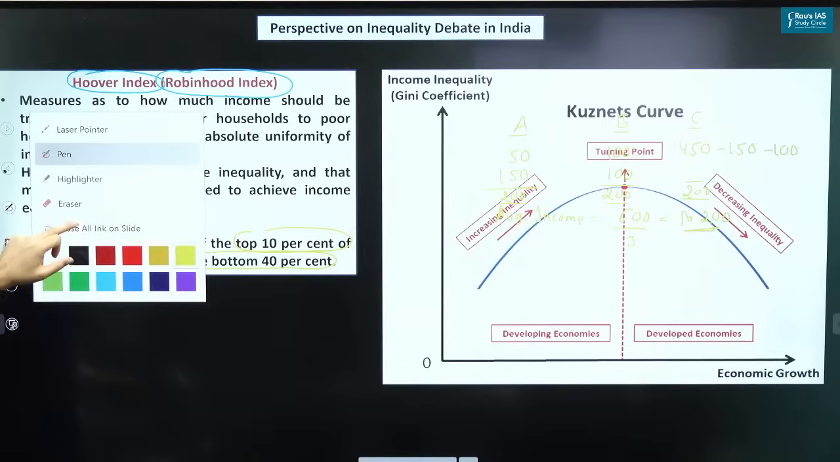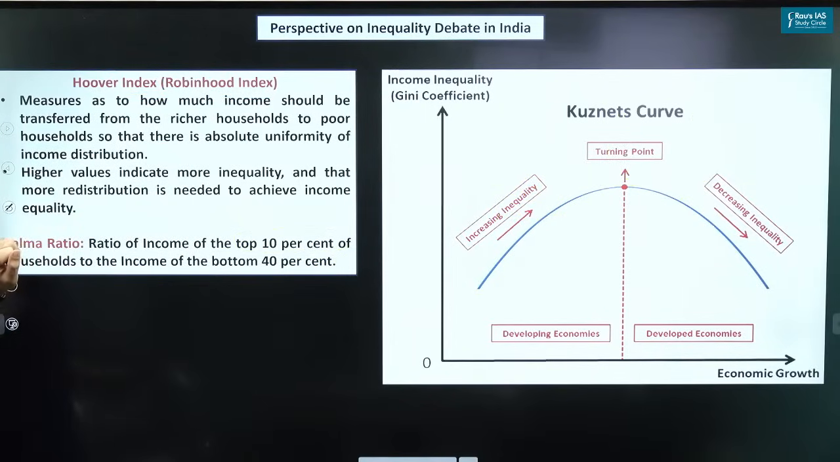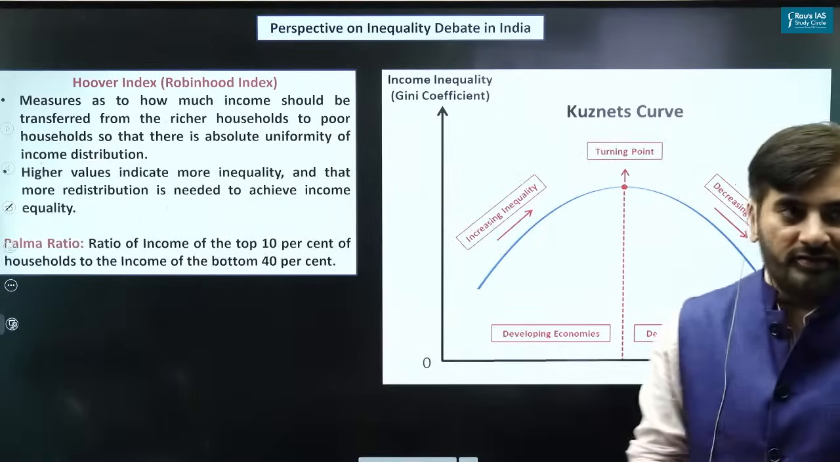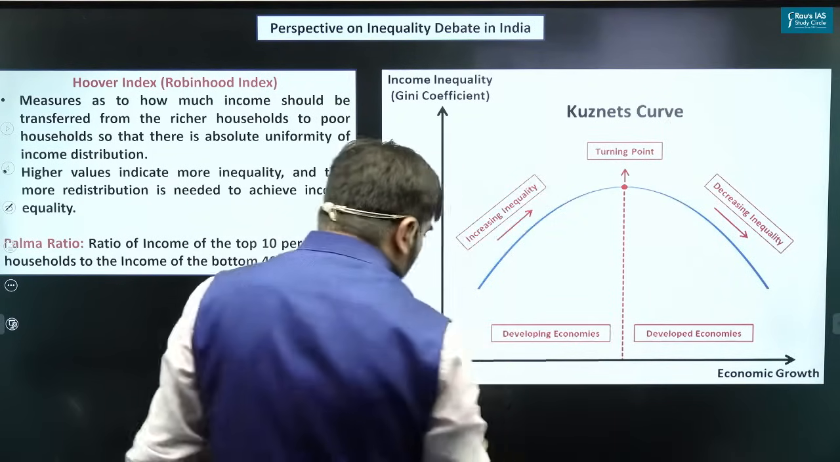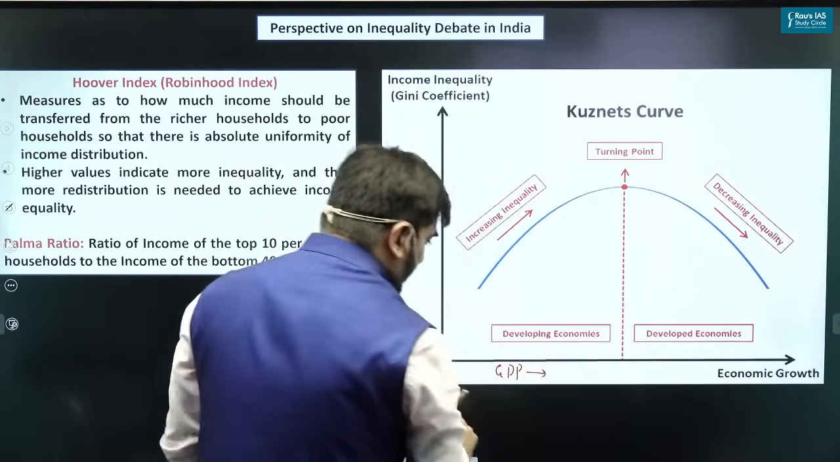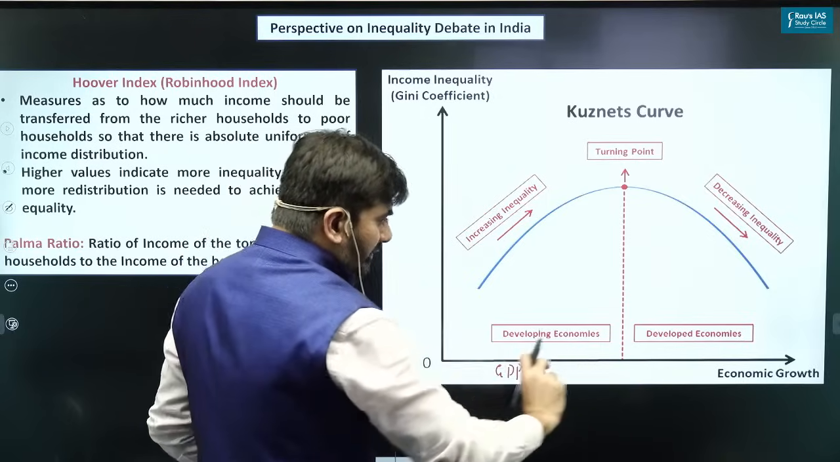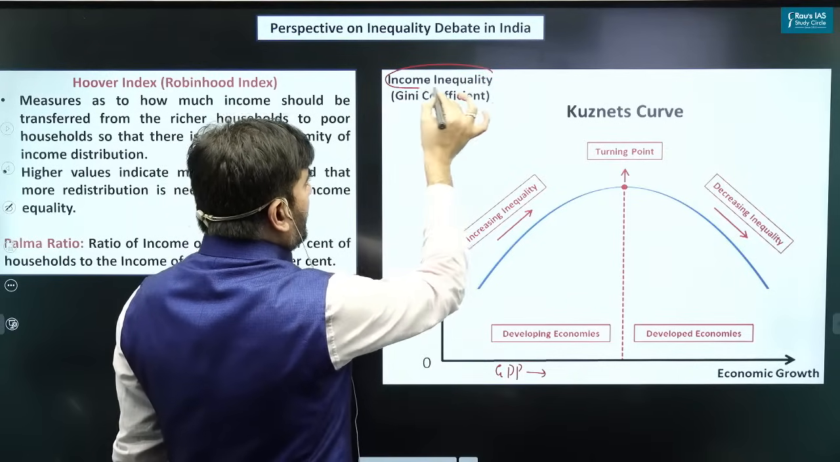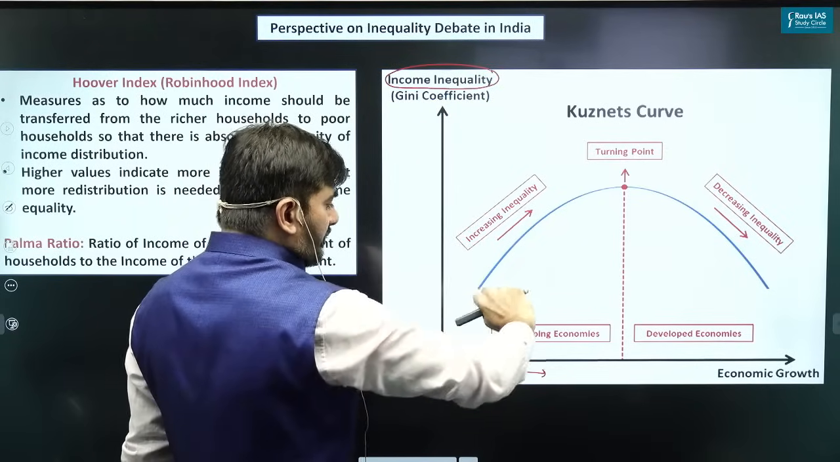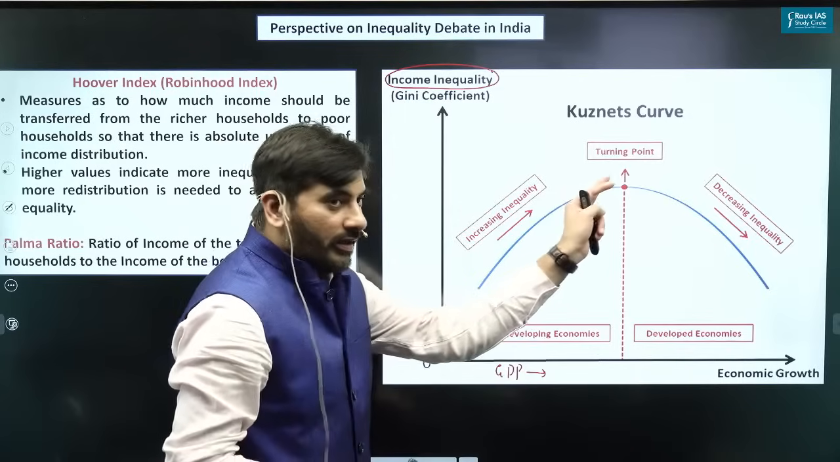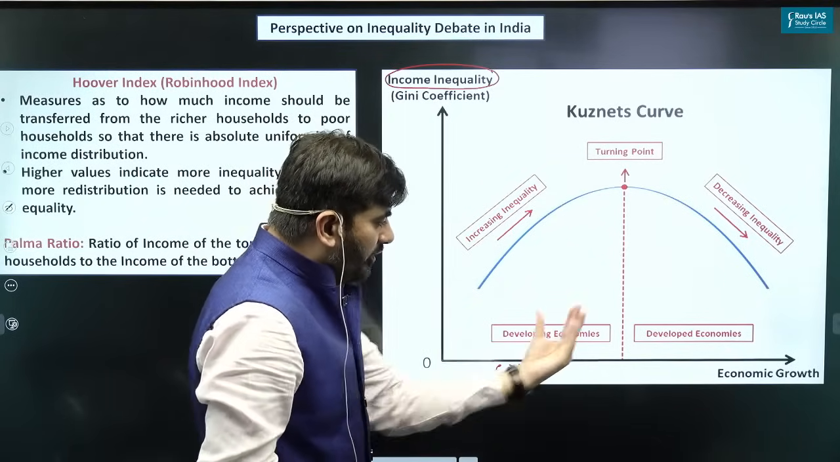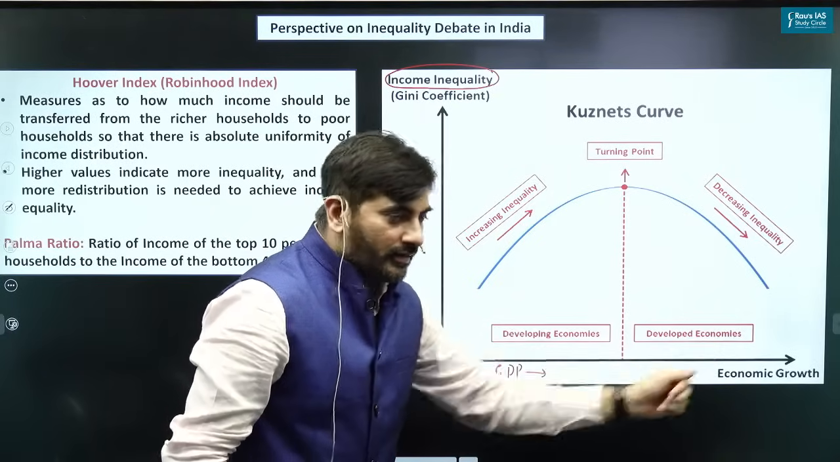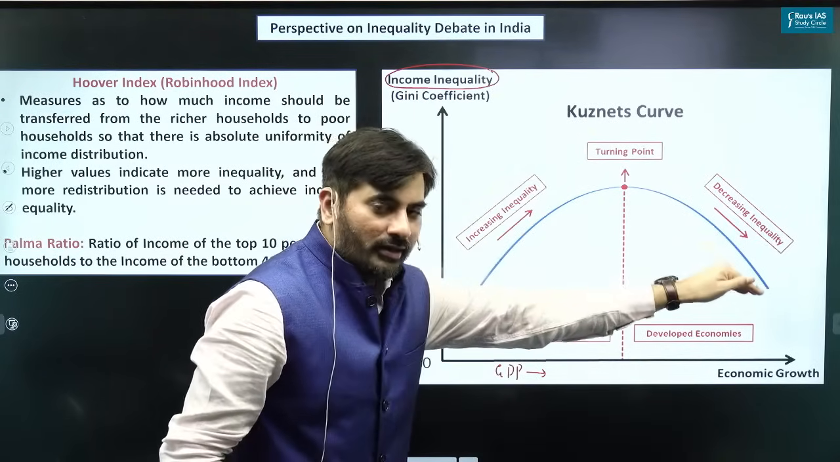Okay, similar to that, what we have is this Kuznets curve. What is Kuznets curve? Now, Kuznets curve basically says that as the GDP of the country increases, income inequality in the initial stages will also keep on increasing until it reaches a particular point. Once it reaches a particular point, beyond that, when the GDP increases, the income inequality will reduce.